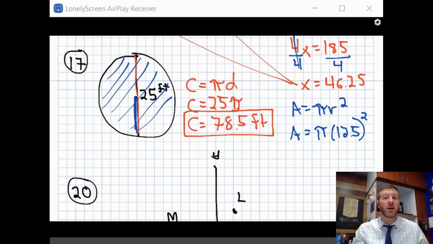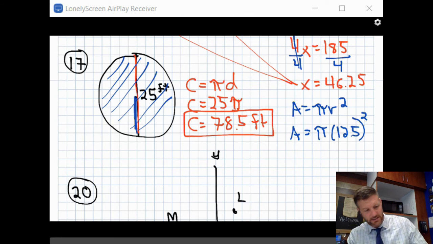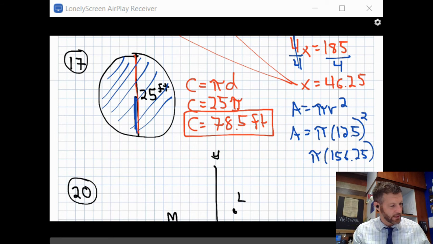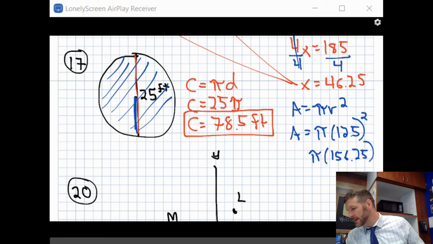Remember, two things to remember here. Don't do 12.5 times 2. That's not squaring it. Also, don't do 12.5 times pi first; make sure you do 12.5 times itself first. 12.5 times 12.5 is 156.25. So pi times 156.25, and then we're going to calculate that. That times 3.14 gives us 490.6.